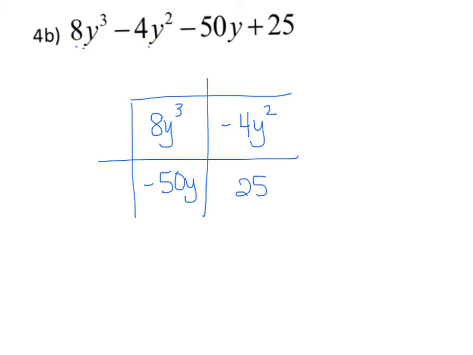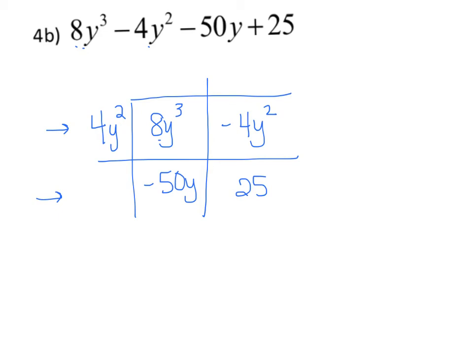And now we just pull out GCFs from each row and column. So looking straight across the first row, the GCF of 8 and 4 is 4. And for y to the third and y to the second, it's y to the second.